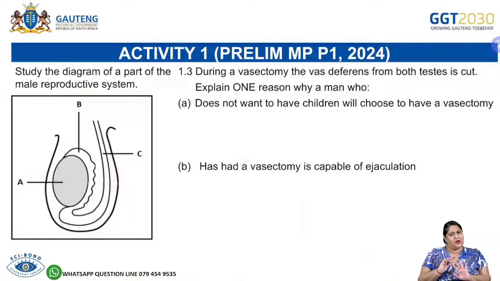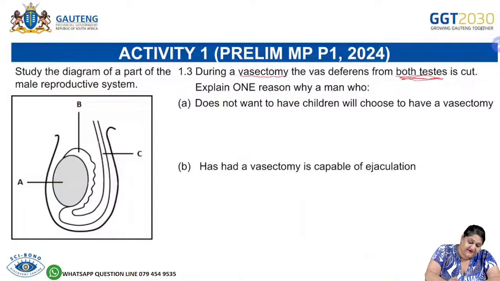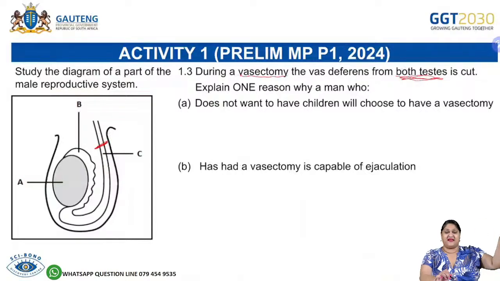So this is a bit loaded. Okay, let's unpack it. Firstly, they're telling us what a vasectomy is. A vasectomy is when the vas deferens is cut. And they're saying that in this particular case, it's cut from both testes. So the vas deferens here is cut, and on the other testis, that vas deferens is also cut.